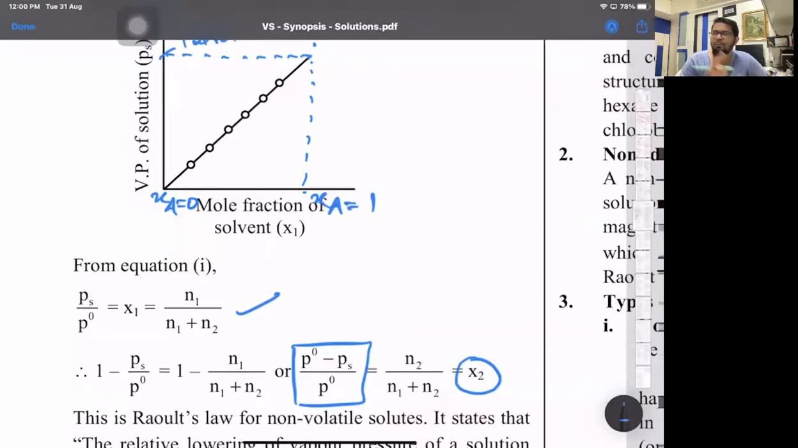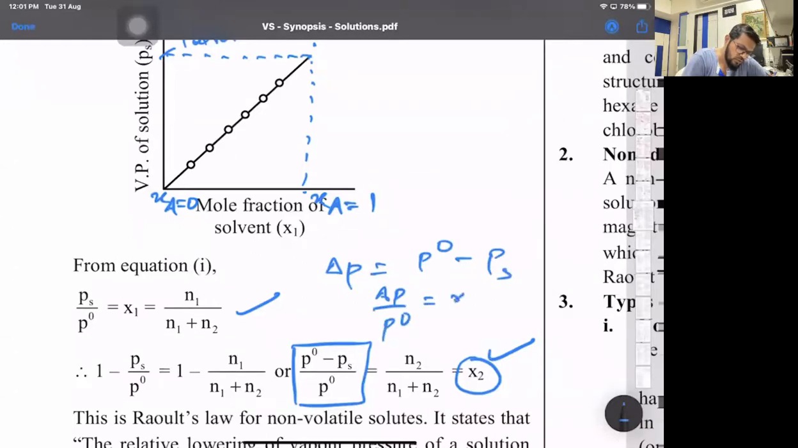So P naught minus PS, where PS is vapor pressure, upon P naught. So the relative vapor pressure lowering is equal to the mole fraction of solute. So one is the lowering of vapor pressure, that is delta P, P naught minus P, or PS you can say, the vapor pressure of solution. And second is delta P upon P naught is equal to X2.